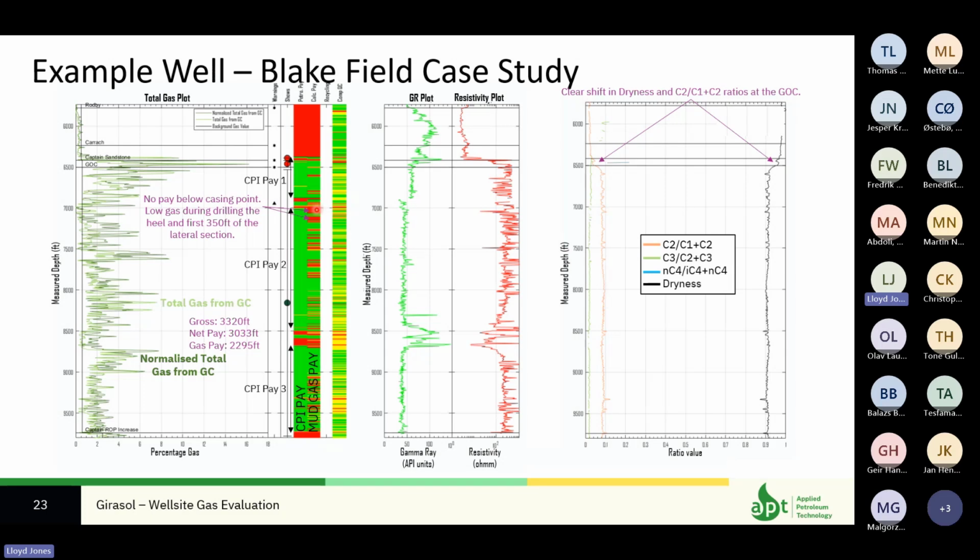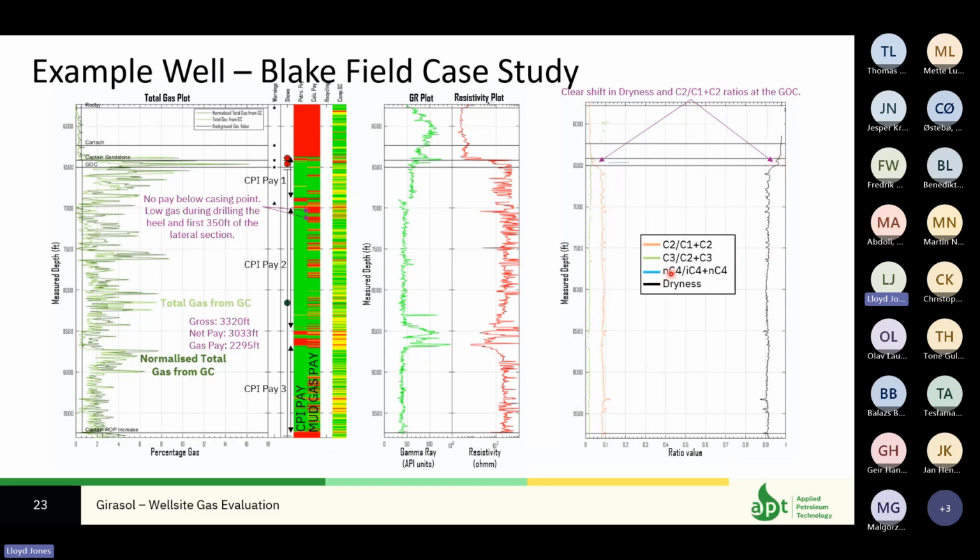So the predicted pay is always going to be lower in this zone, and the slide shows it in a more detailed example here. But you can see the top and bottom of each hydrocarbon-bearing sand is perfectly matched with the Girasol predicted pay flags you can see here. And then on the right-hand column is what we use for the GOR. So this is the compositional ratios, and you can see the NC4 IC4 is pretty much absent except in the gas cap just up here. And you can see there's a shift in compositional ratios at this gas cap, reflecting a transition from a gas-bearing sand into the oil-bearing sand.